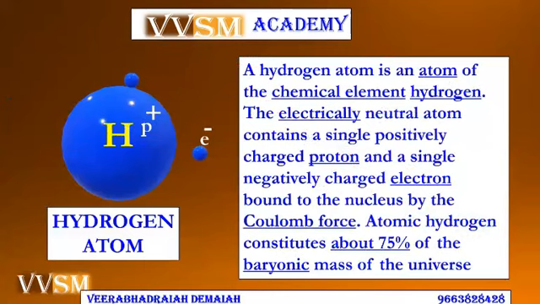A hydrogen atom is an atom of the chemical element hydrogen. The electrically neutral atom contains a single positively charged proton and a single negatively charged electron bound to the nucleus by the Coulomb force. Atomic hydrogen constitutes about 75% of the baryonic mass of the universe. This is the higher chemistry. This is a hydrogen atom. As a whole, it is neutral and consists of only one proton and one electron.